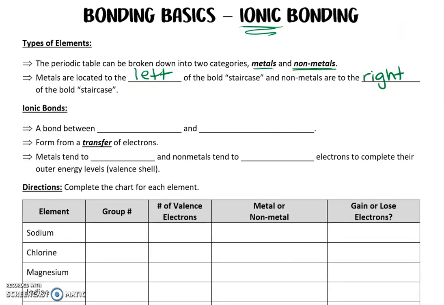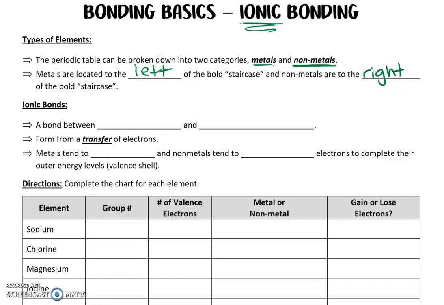Going through and applying this to our notes, ionic bonds are formed when metals and nonmetals come together. So it's a bond between metals and nonmetals. And this forms when electrons are transferred from one element to another. Metals will tend to lose valence electrons, and the nonmetals are going to gain valence electrons. This is the pattern we see for every ionic bond.